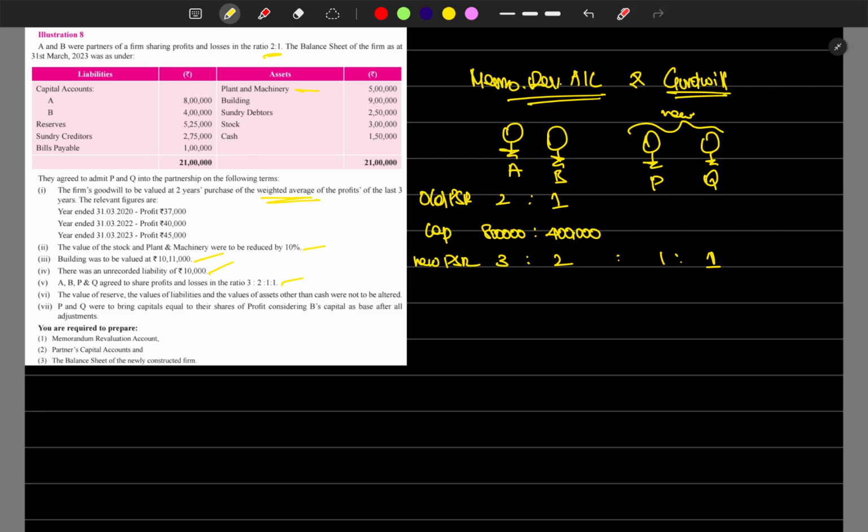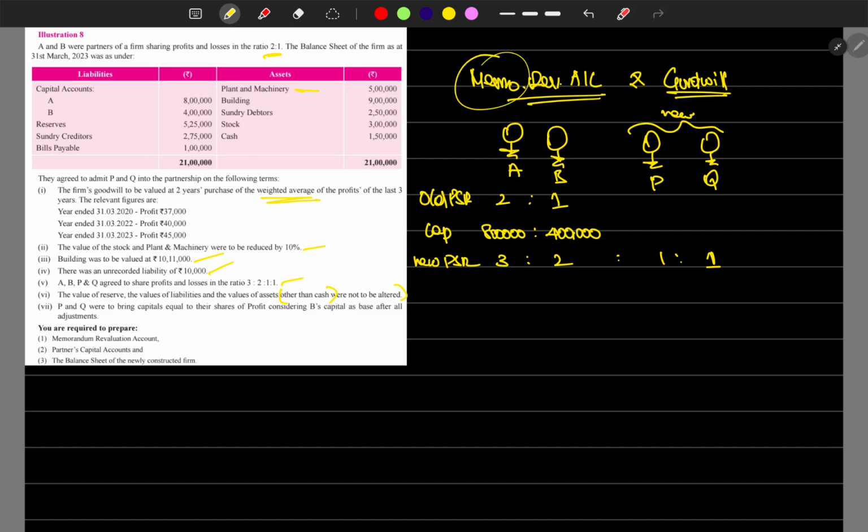Okay, right. Then the value of reserves and the value of liabilities and the value of assets other than cash should not be altered. So what they are saying is, other than cash, you don't show anything that is altered. So in the balance sheet also, we should not show anything altered. So that's why we are reversing the revaluation. That's why we are preparing the working paper of revaluation account, memorandum revaluation account. I hope you guys understand.